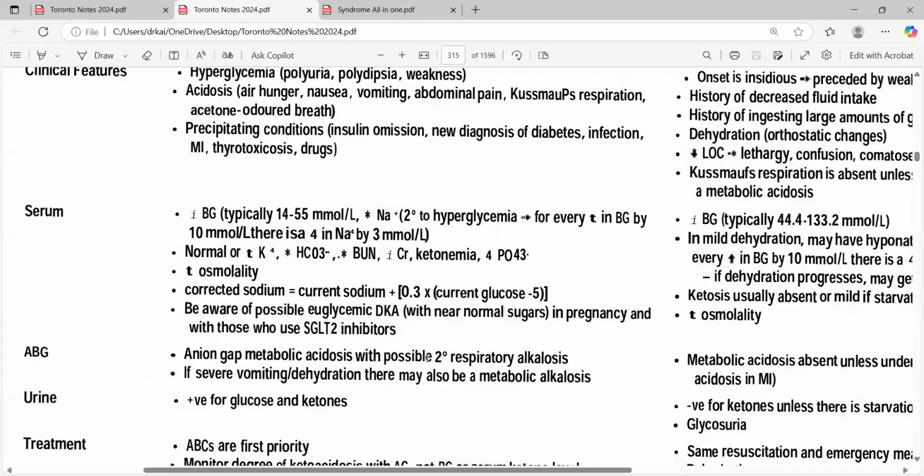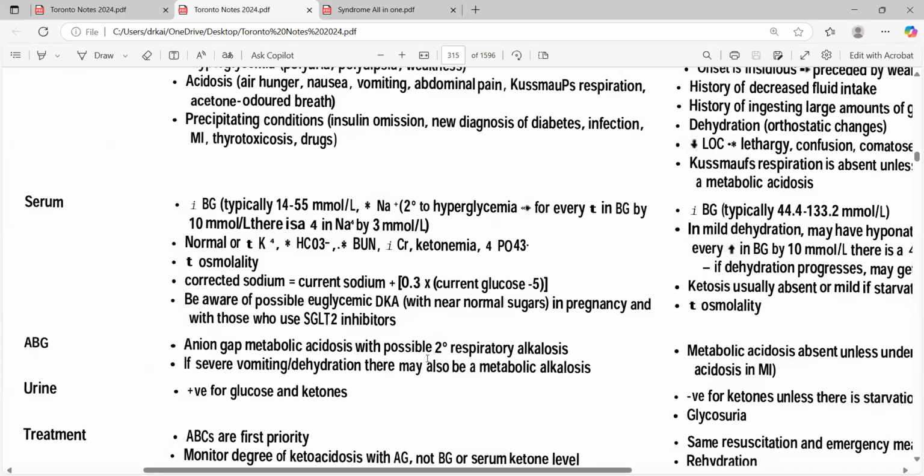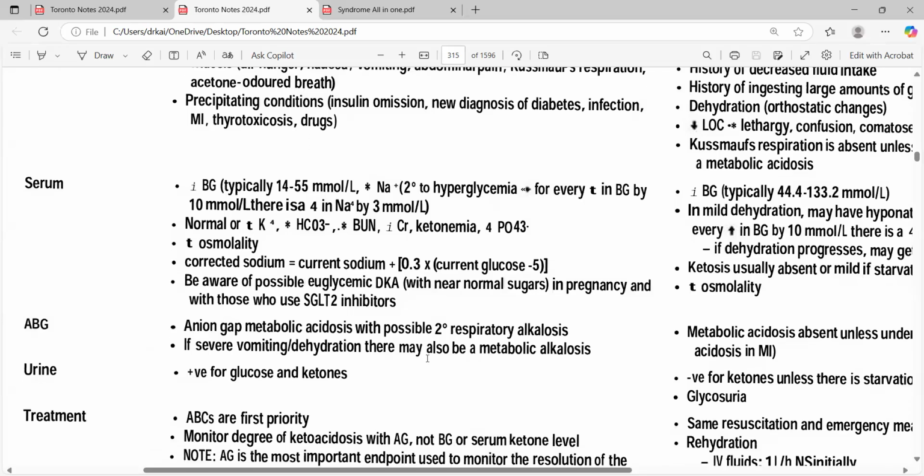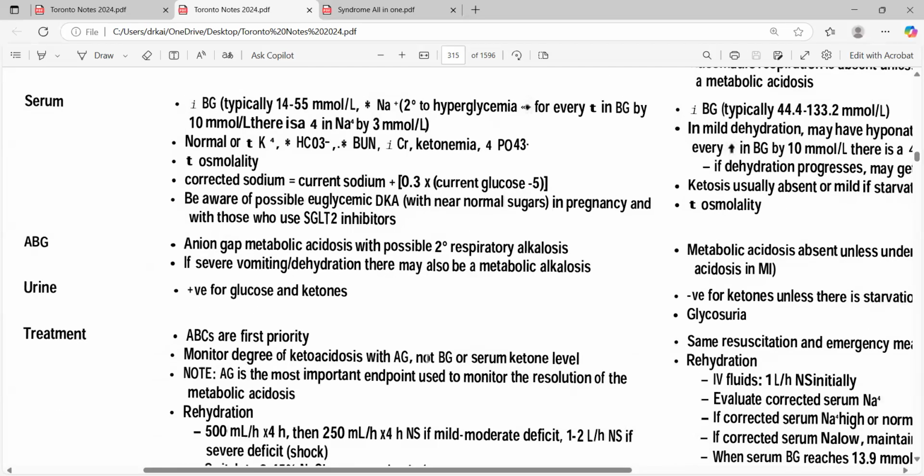Be aware of possible euglycemic DKA, in pregnancy and those on SGLT2 inhibitors. We already discussed SGLT2 inhibitors causing a lot of problems. There is a high anion gap metabolic acidosis with a possible secondary respiratory alkalosis, because there is acidosis going on, so they try to compensate and come with the respiratory alkalosis. In urine, there will be glucose and ketones.